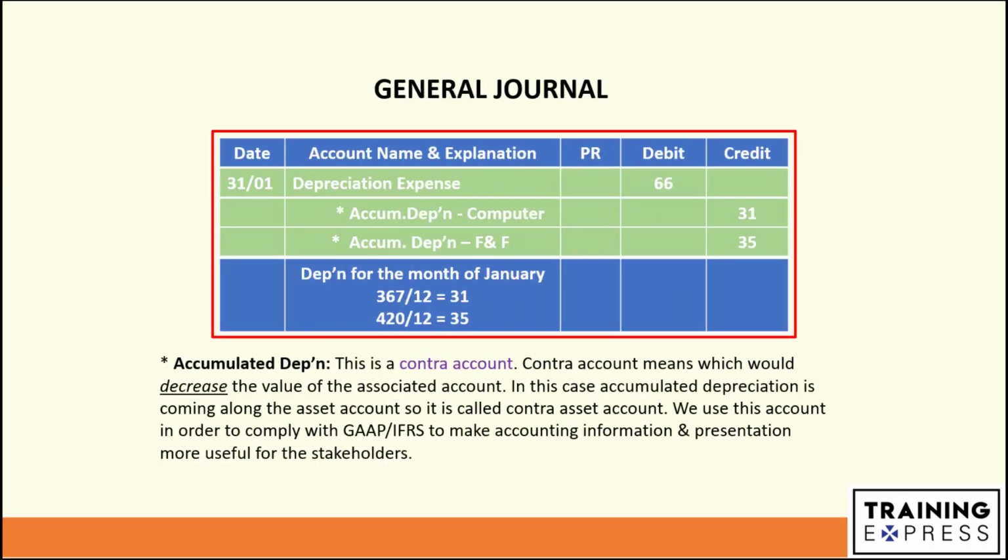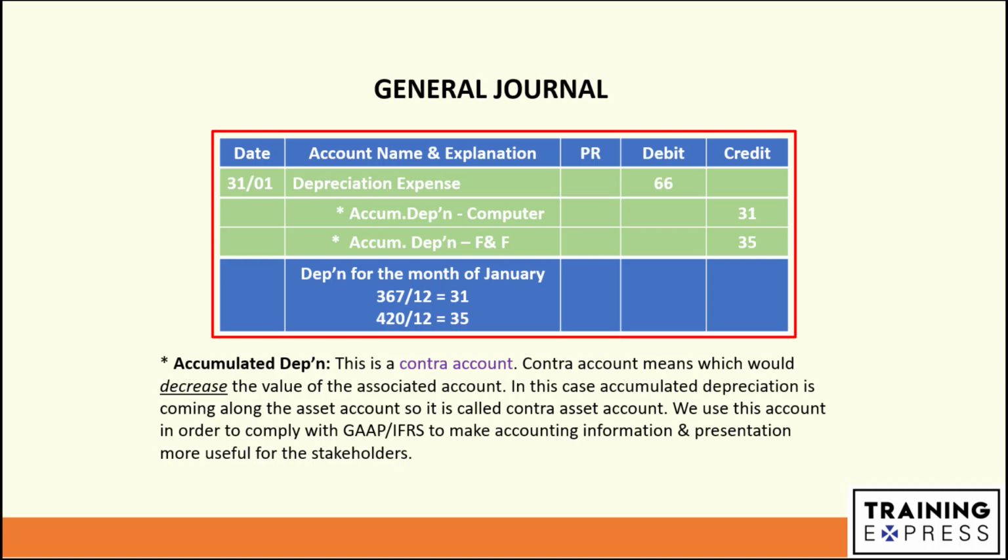Now let's record the adjusting journal entry for depreciation. Depreciation expense will be debited by $66, and accumulated depreciation on computer will be credited by $31, and accumulated depreciation on furniture and fixture will be credited by $35.